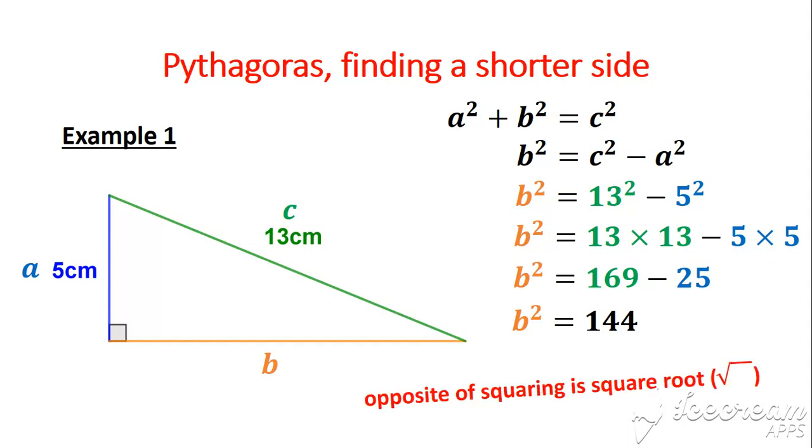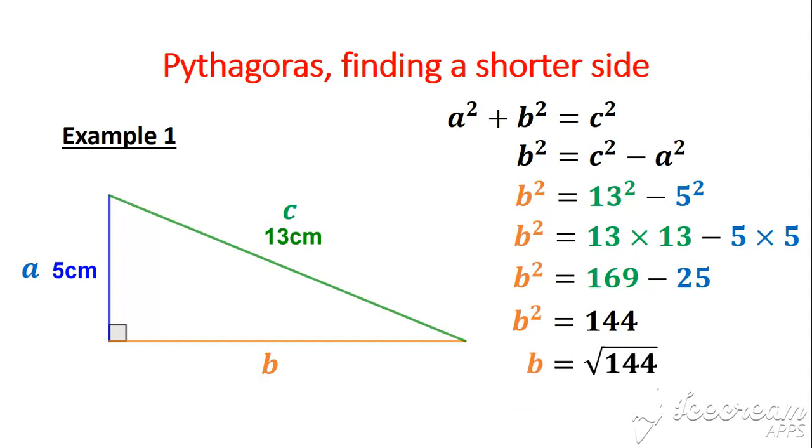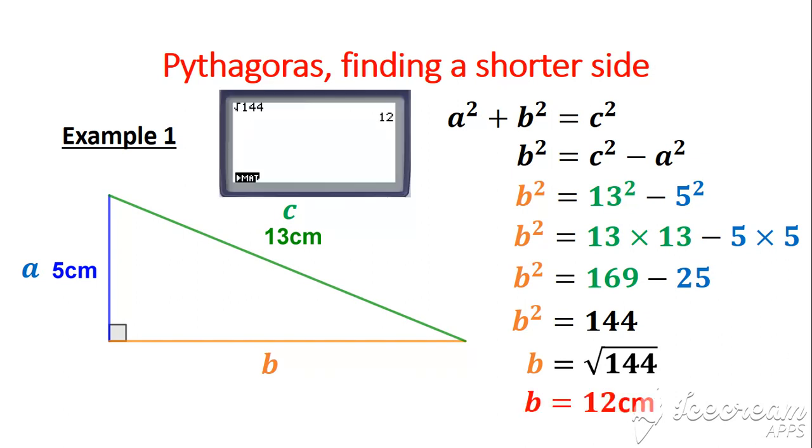Now, remember what we did in the first video. We're going to do the same trick. We're going to take the square root to get rid of B squared. We're going to take the square root of 144. Something times something makes 144. And that's 12. 12 times 12 is 144. So we've figured out that B is 12.